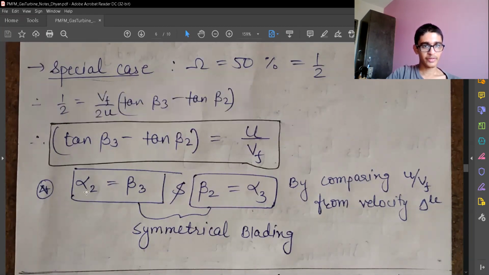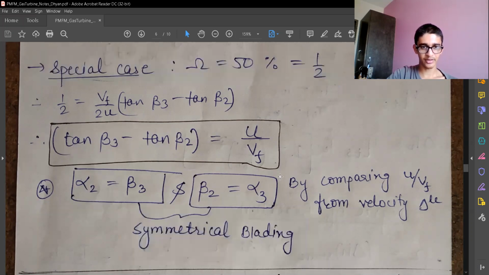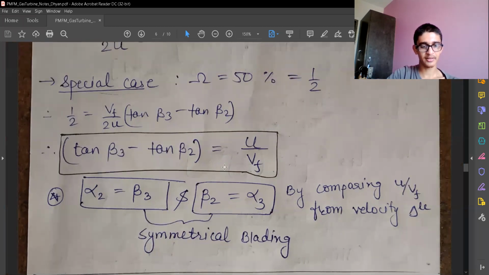by comparing those two, we can get alpha 2 is equal to beta 3 and beta 2 is equal to alpha 3, and this condition is called as symmetrical blading. So it may not be mentioned exactly. It can be mentioned as 50% reaction turbine. That also means the angles are equal. It may be given symmetrical blading. That also means angles are equal. So you must infer from the question language given.